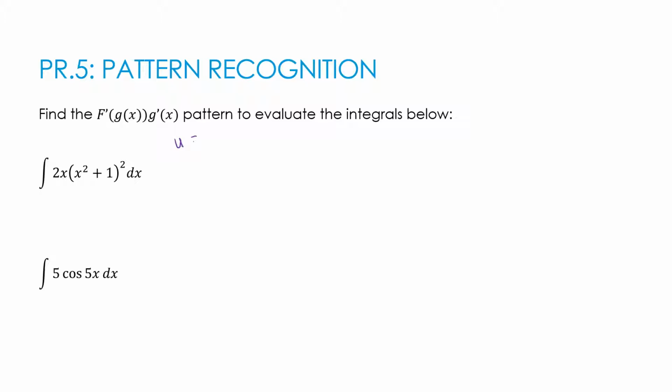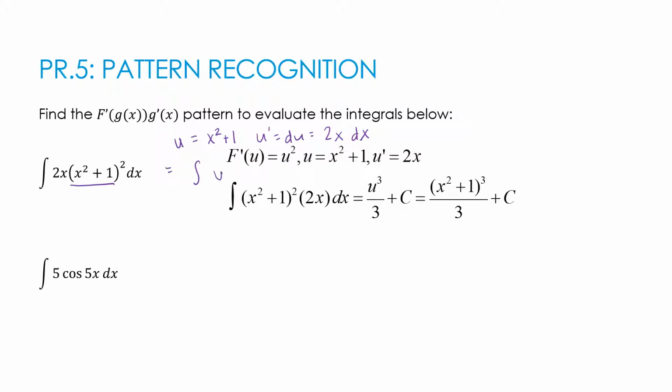Again, I would call u to be x squared plus 1, which would make u prime, or du, to be 2x dx. And that worked out really well because now I have the integral of u squared, and then 2x dx is now du because I'm integrating with respect to u. That's going to be u to the 3rd over 3 plus c, because we always use plus c for an indefinite integral. Now I'm going to put the u back in there, so I get x squared plus 1 to the 3rd divided by 3 plus c, final answer.